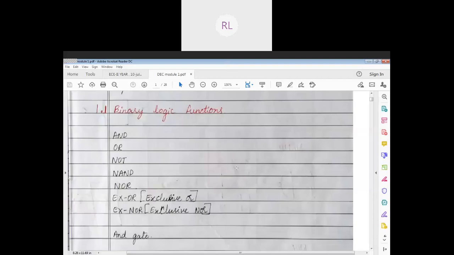Okay, so please write down module 1, principles of combinational logic. I hope all of you have your notebooks. So just write down module 1, principles of combinational logic. You don't have to write the things which I have written at the bottom. Under that, you can put it as binary logic functions and make note of all these.